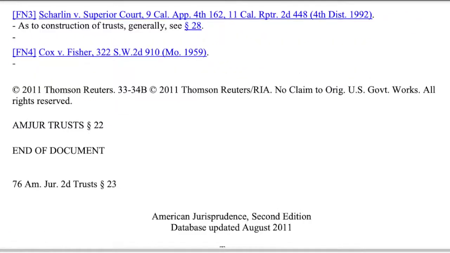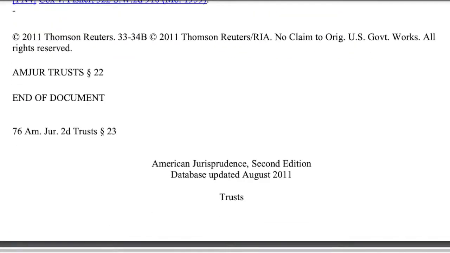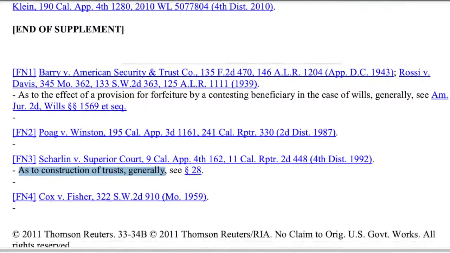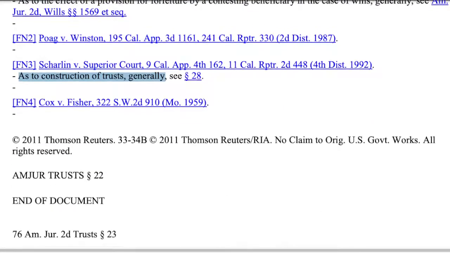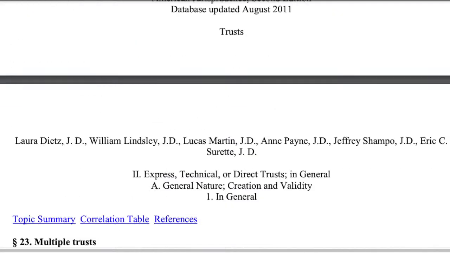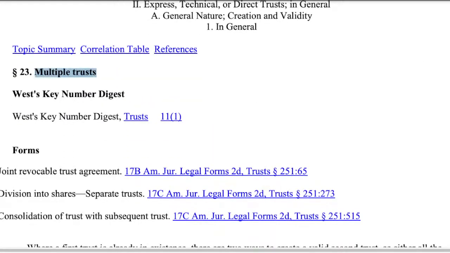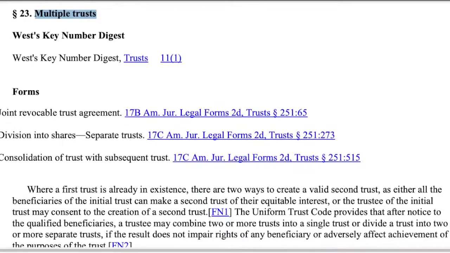All right, let's continue here now. So we're moving ahead. I think we fixed this pretty good. So the effective provision of forfeiture by contesting beneficiary in the case of wills. So it's construction of trust generally. All right, so now we've moved on to section 23, multiple trusts. So let's look at these multiple trusts. We have joint revocable trust, division into shares, consolidation of trust with subsequent trust.